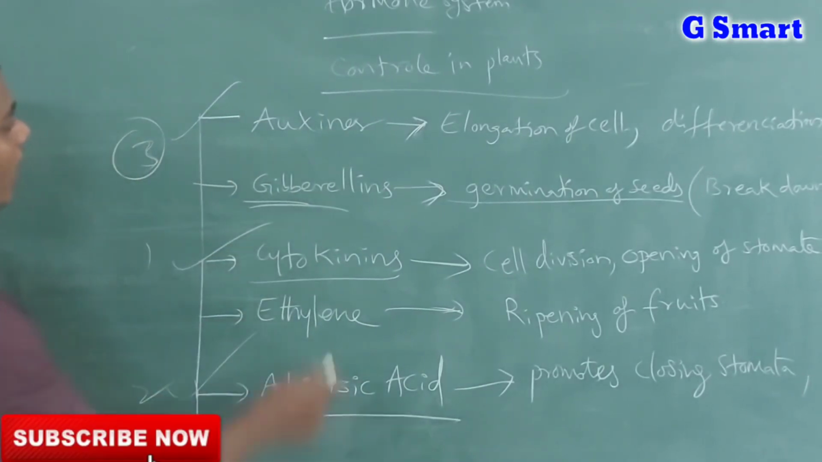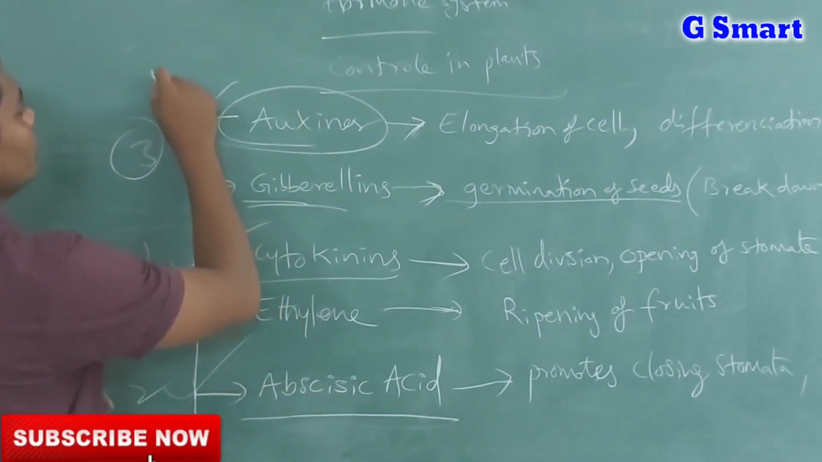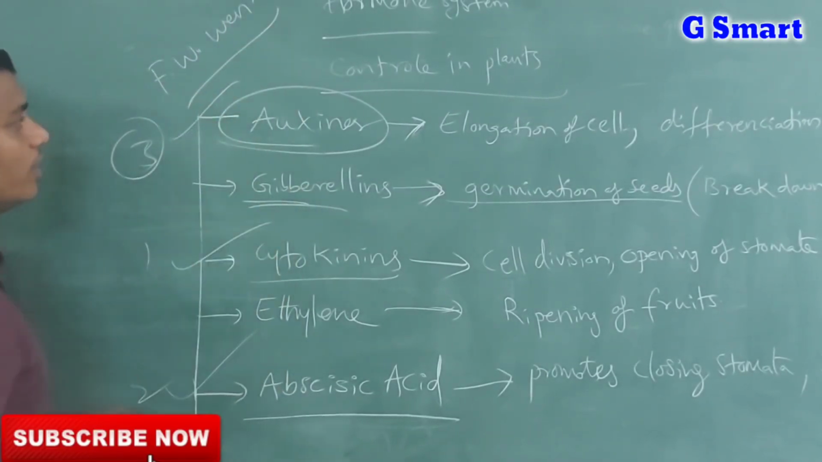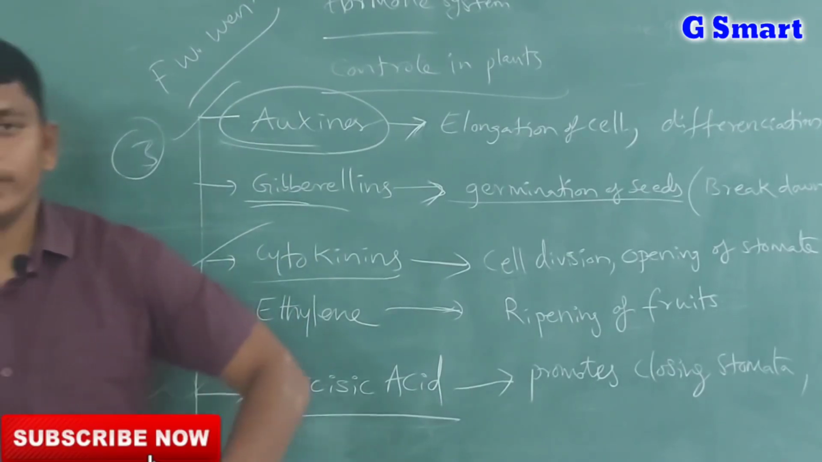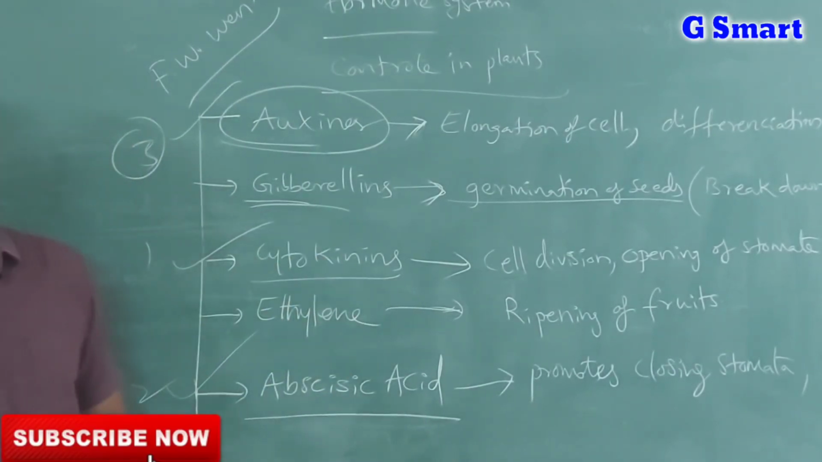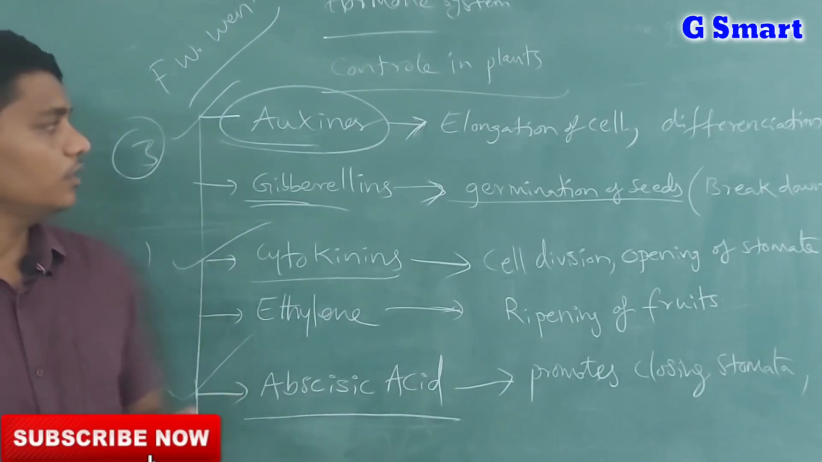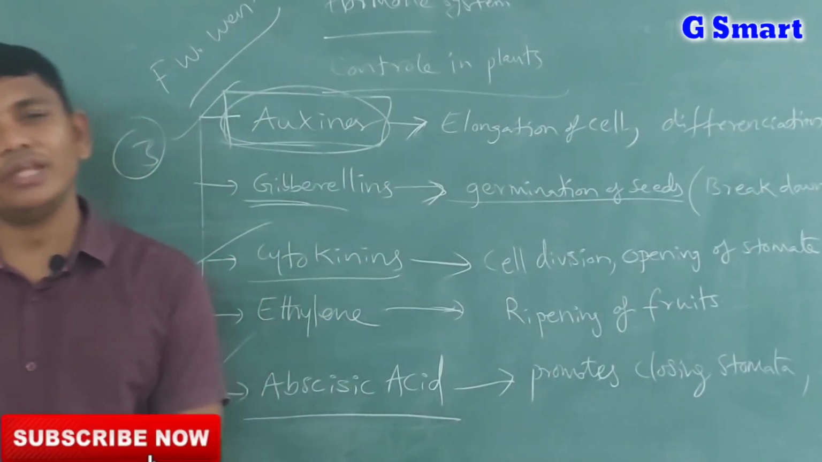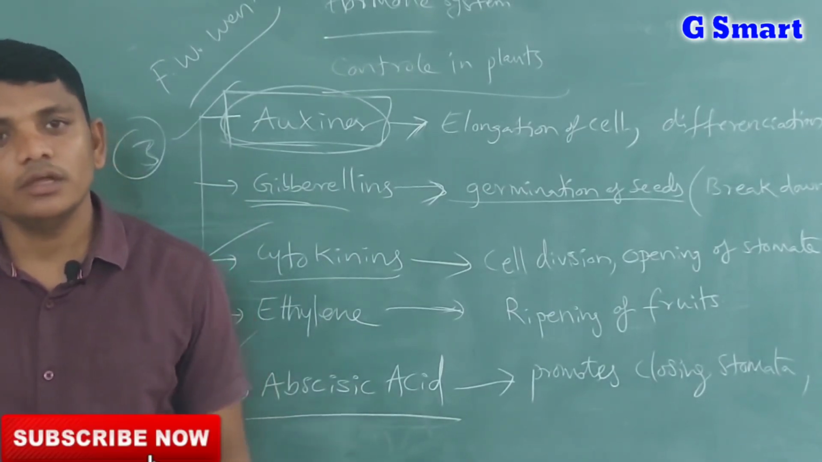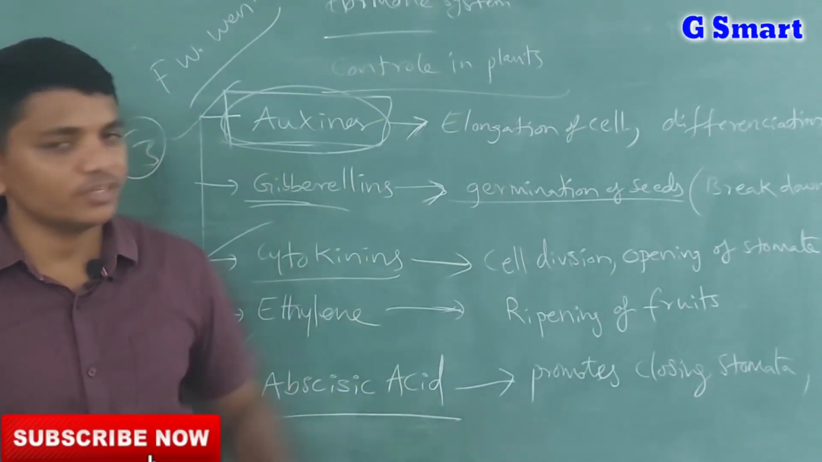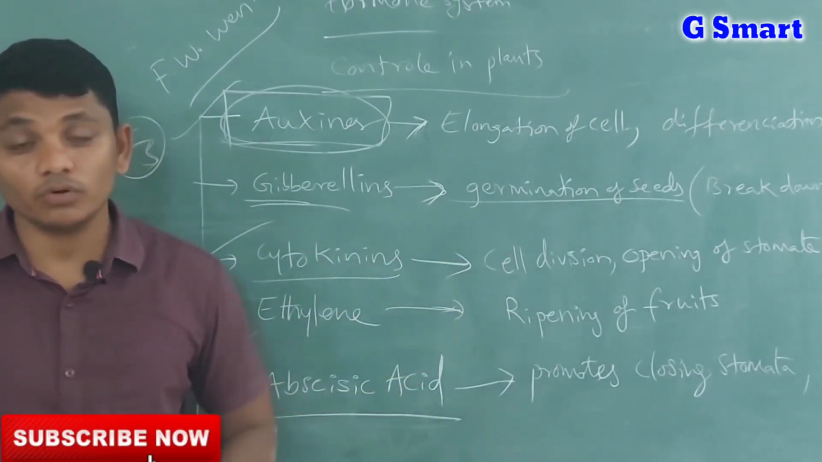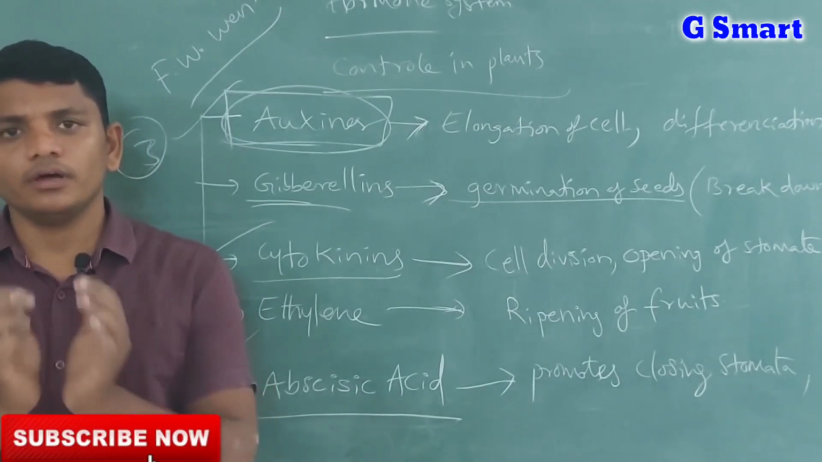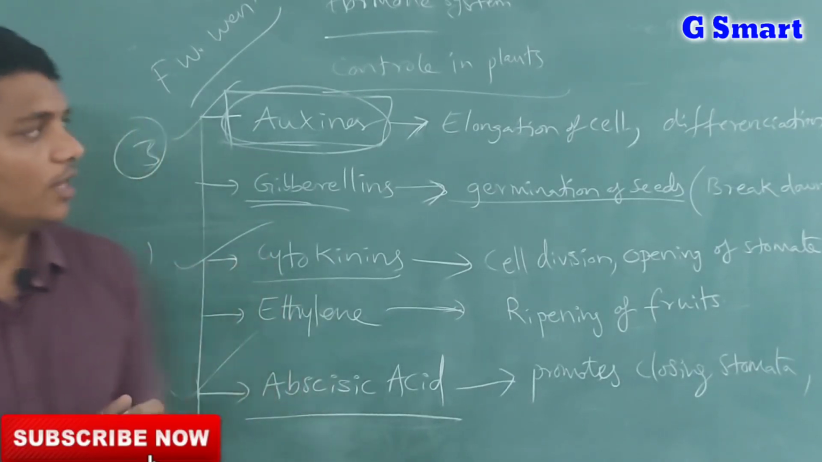Okay. And you know, auxins were discovered by F.W. Went. Who discovered auxins? F.W. Went. Okay. In this chart, we have to discuss one particular thing, that is auxins. Auxins are very, very important hormones in the plants, which not only promote the elongation of cells and differentiate the shoots and roots, it also participates in tropisms.